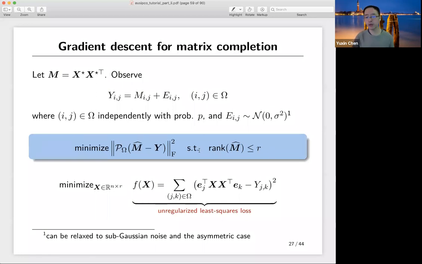So what we are going to do is to reparameterize M hat. If this is a positive semidefinite case, we're going to reparameterize it into XX transpose. If we do it this way, we are able to remove the rank R constraint and arrive at a cleaner objective function. Of course, if you look at this problem, this formulation is highly non-convex, which gives rise to a lot of computational complexity in solving it.